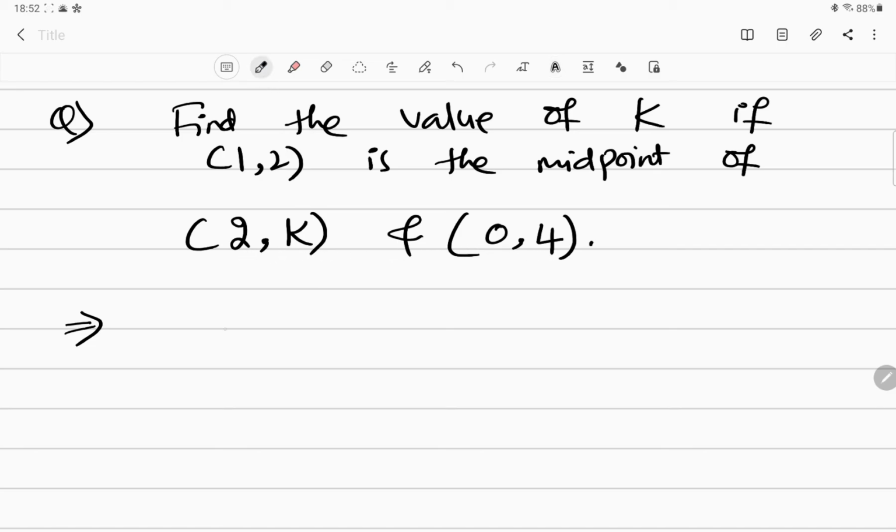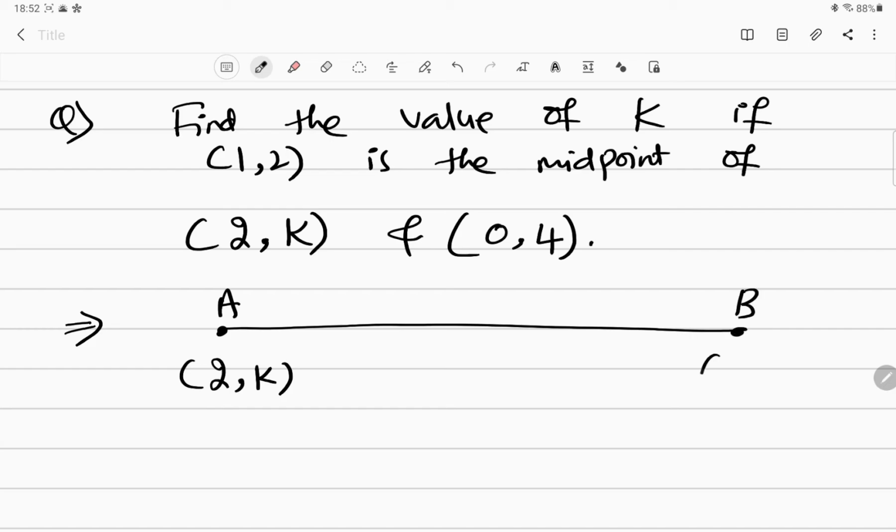All right, so let me draw this. Here is the point A, which I will call 2 comma k. Let us take one more point, B, which is going to be 0 comma 4. Now they have given the midpoint also. So what is that midpoint? It is 1 comma 2, so let me take this point here. This is the midpoint with 1 comma 2.